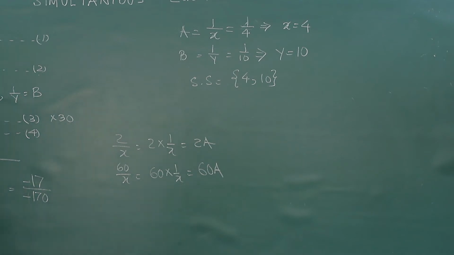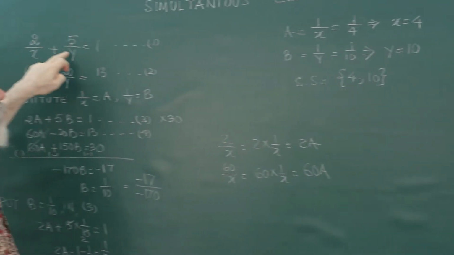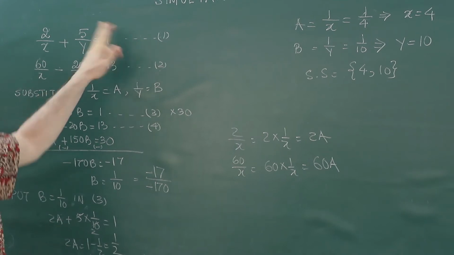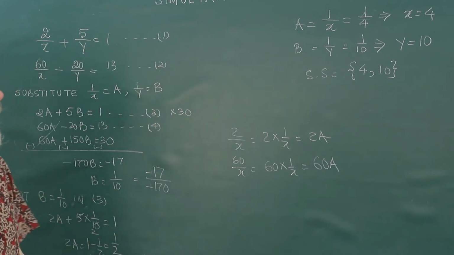What does it mean that both equations should be satisfied? If I put x is equal to 4 and y is equal to 10, so if I put x is equal to 4, 1 upon 2 plus 1 upon 2 will give you 1. So this equation is satisfied. Left hand side is equal to right hand side.